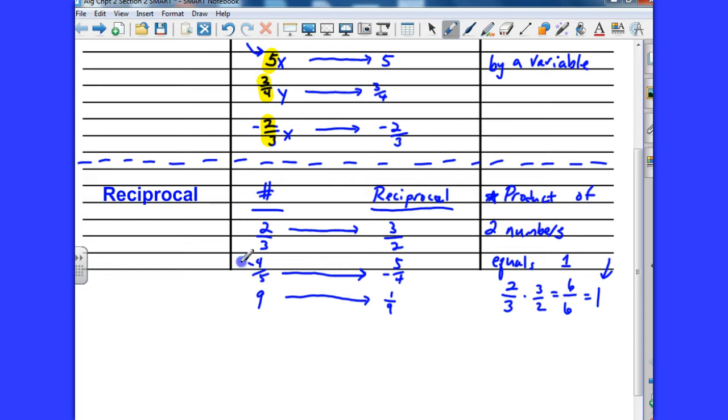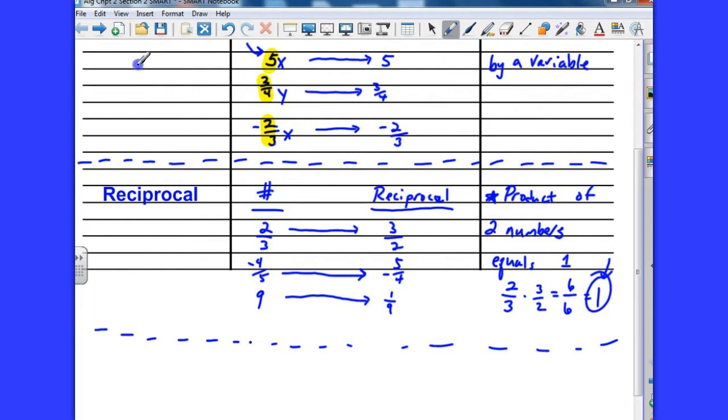If I did it with this example here, negative 4/5 and negative 5/4, a negative times a negative would make that positive. You would end up with 20 over 20, which would be 1. So that is always the case when you multiply reciprocals. That's the true definition. The answer is 1. Now that's very important for us as we move into solving equations, which we're going to begin doing at the bottom of this note page that you have in front of you.